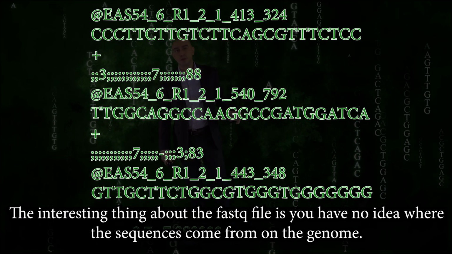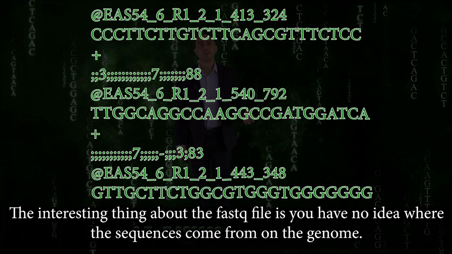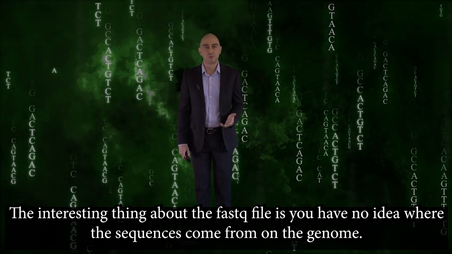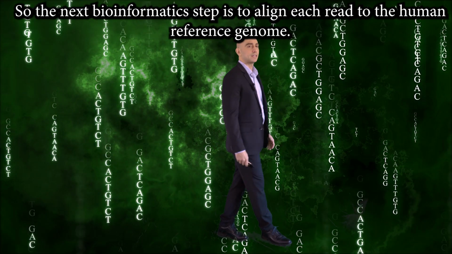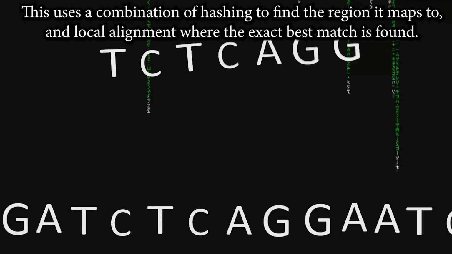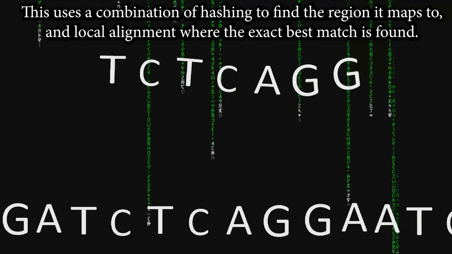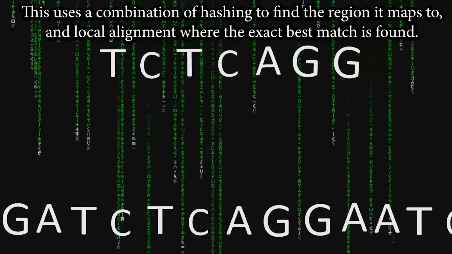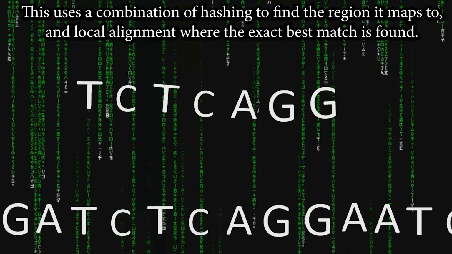The interesting thing about the FASTQ file is you have no idea where the sequences come from on the genome. So the next bioinformatics step is to align each read to the human reference genome. This uses a combination of hashing to find the region it maps to and local alignment, where the exact best match is found.